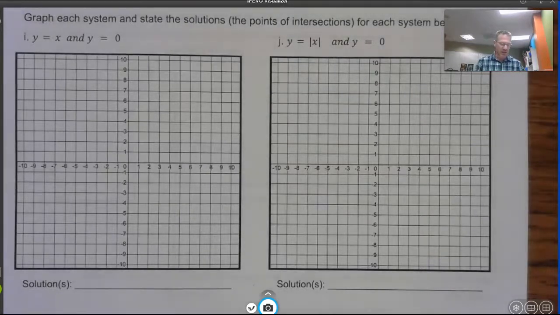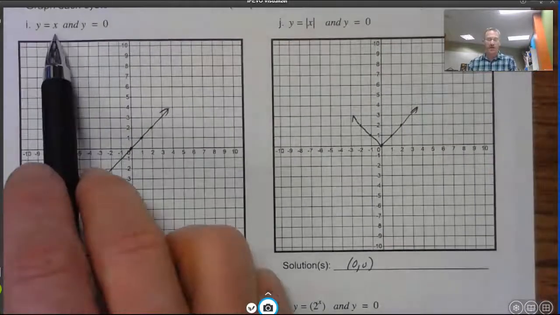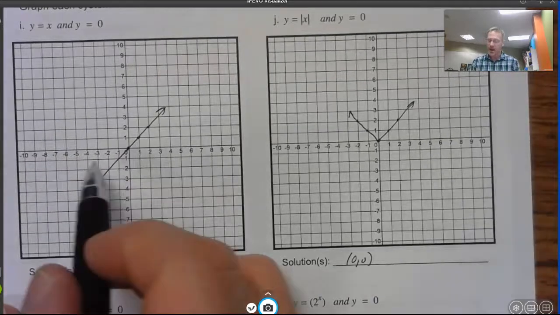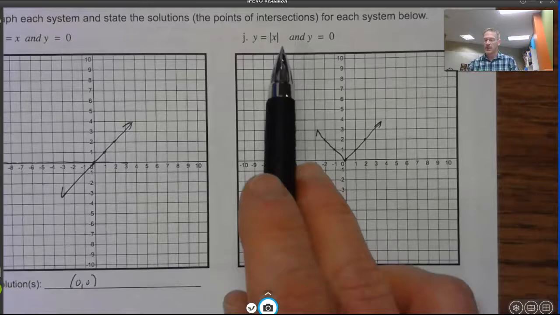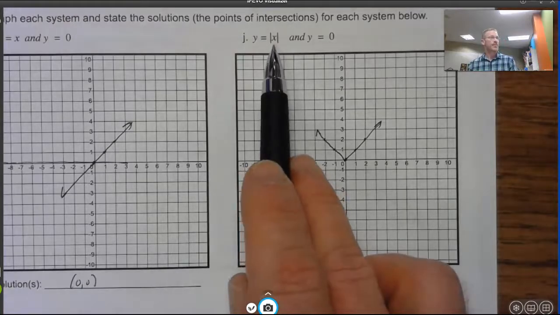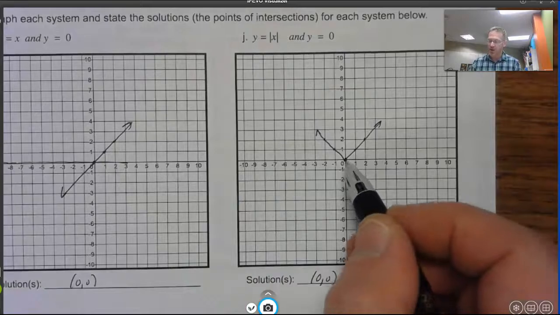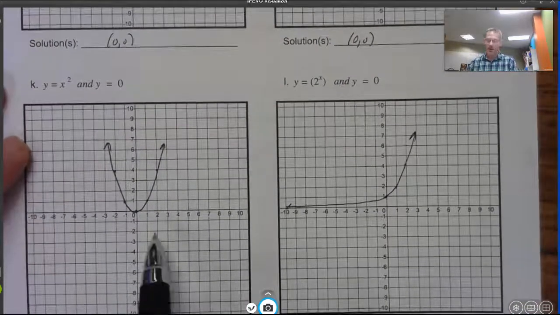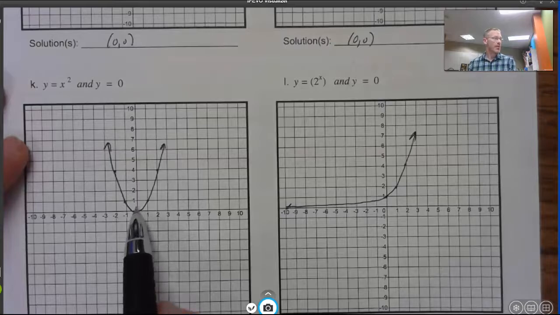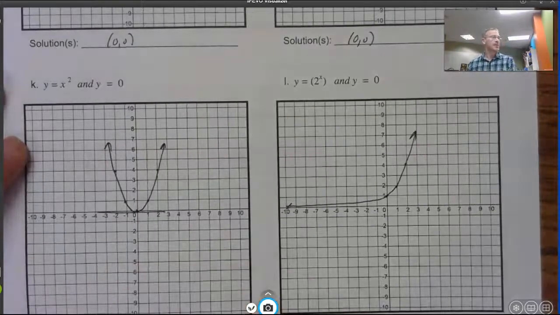All right, so let's see how you did. When I look at this one, start at 0, 0, slope of 1, and we can see that my point of intersection is 0, 0. The vertex is at 0, 0. Go up 1 over 1 in both directions, y equals 0. I can see that my point of intersection is 0, 0. Same thing with our quadratic here. Our vertex is 0, 0. Go up 1, go up 3. Our point of intersection is still 0, 0.